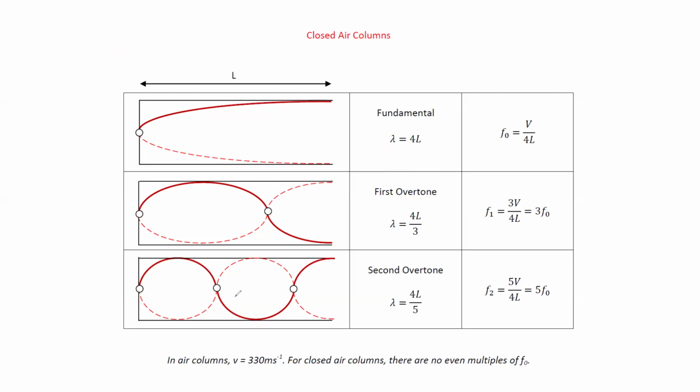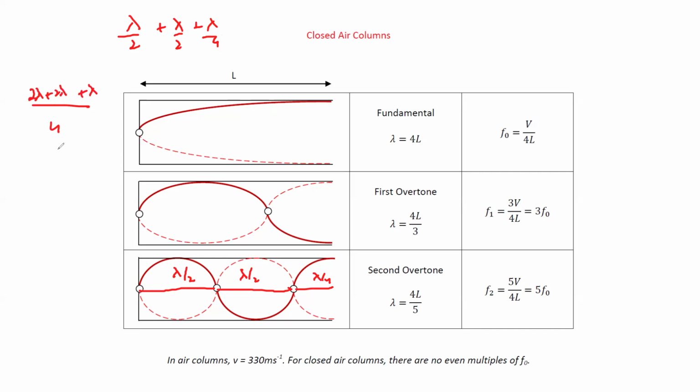And if it is having a second overtone, or the third harmonic, the distance between two successive nodes is lambda by 2, and lambda by 4. So when you add them, lambda by 2 plus lambda by 2 plus lambda by 4. So 4 will be the LCM. So this will be 2 lambda plus 2 lambda plus lambda, which equals 5 lambda by 4. So L is 5 lambda by 4, or lambda is 4L divided by 5. That is how we get the formula.